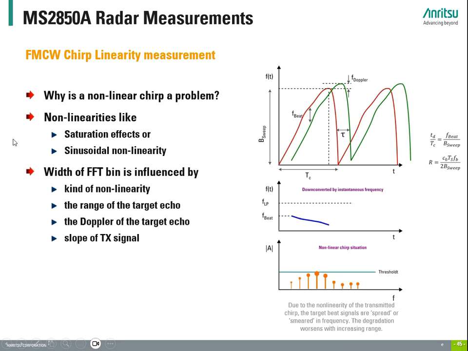But the width of this peak is influenced by non-linearities of the sweep. In case of TX signal slope deviations, the range and the Doppler frequencies are falsified. And this is then increasing the false alarm rate of such a radar. Think about that you would get continuously false alarms in your adaptive cruise control radar.